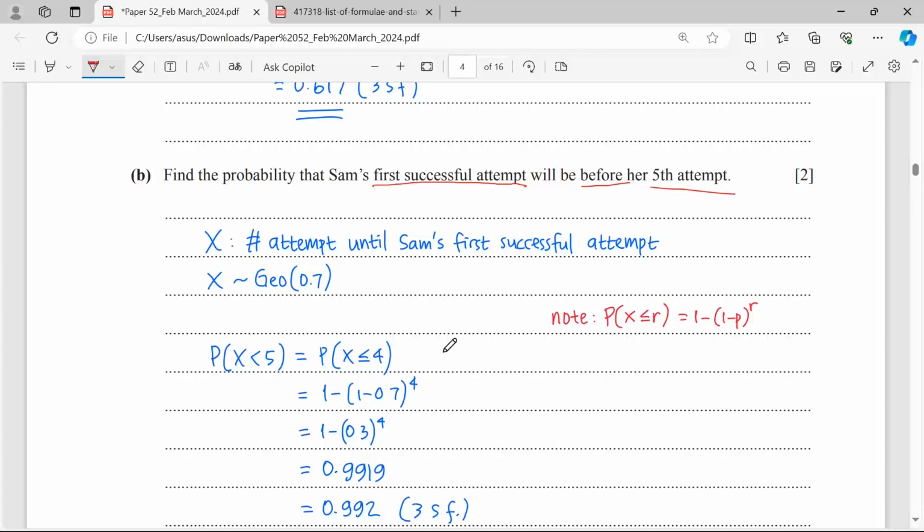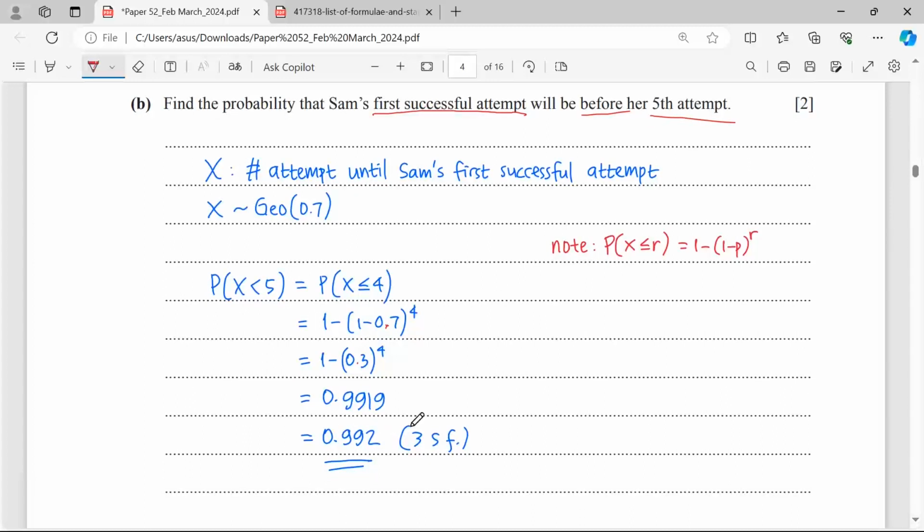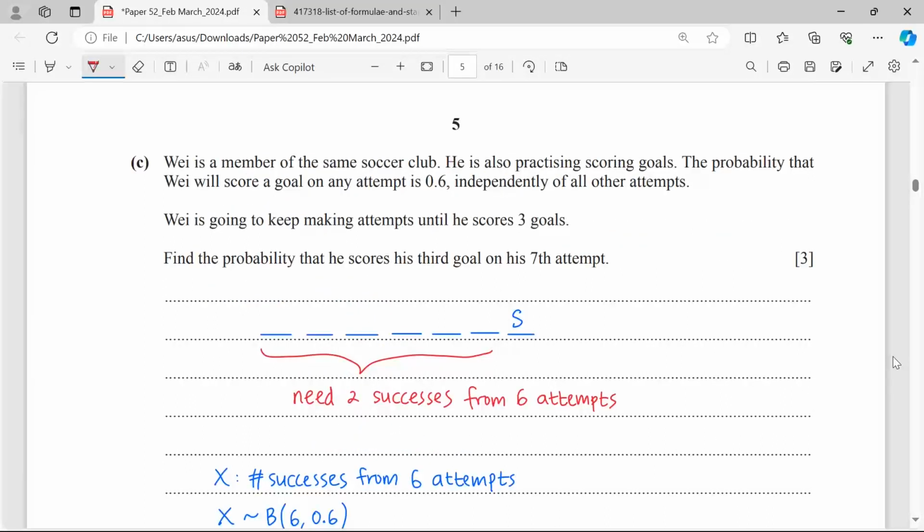So now the notation matches with the general formula. So r is 4, so that means this is like this. It should be 0.7 here, and then this one is 0.3. So 1 minus 0.7 to the 4th power, and this is 1 minus 0.3 to the 4th power. Again, using your calculator, work this out, and you will get the result is 0.992.